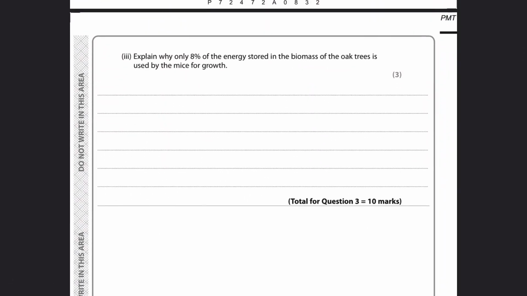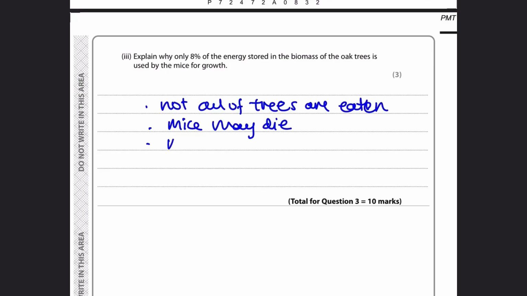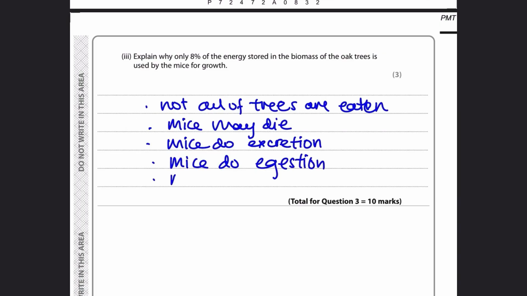So I'm going to put down all of these points. Not all of the trees are eaten by mice. Mice may die. Mice do excretion, which is urination, and you're getting rid of the urea, which is the waste product, and therefore losing that energy. Mice do egestion, which is pooping. Same idea there. And also, mice do respiration. When you do respiration, a lot of the energy is transferred to heat energy, and heat energy is just lost to the environment, and therefore is not going to be used for the growth of the mouse.